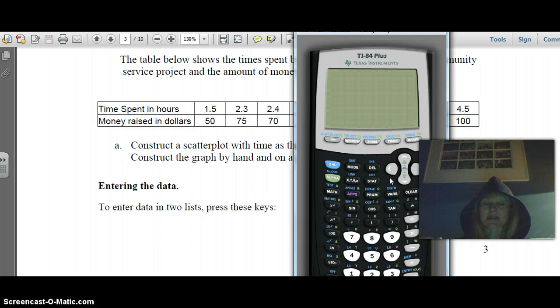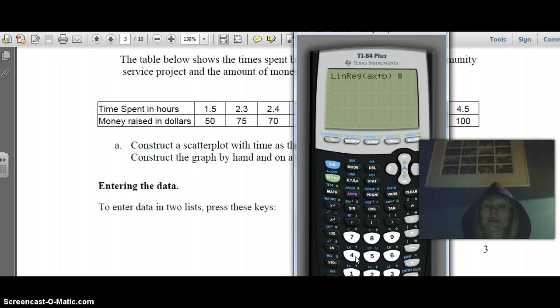So clear that out, sorry. You want to go to Stat, Calc, 4. Now don't hit enter here. That's my mistake I made. I hit enter. Okay, so once we get to here, I'm going to show you a way where you can get the equation put in your y equals for you.